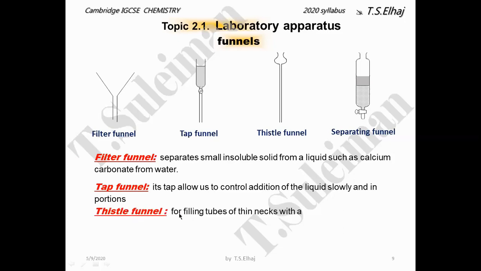Pistil funnel is for filling tubes with thin necks with a liquid. If the tube we need to fill is like the burette, if we need to fill the burette with a volume of liquid, we need to use the pistil funnel and put it on the top of the burette. Then we fill the burette by passing the liquid through the funnel.